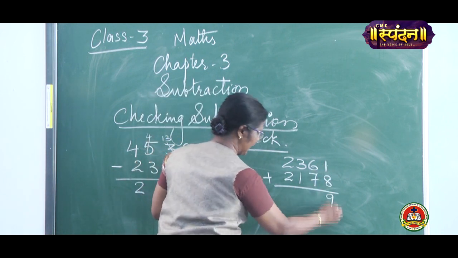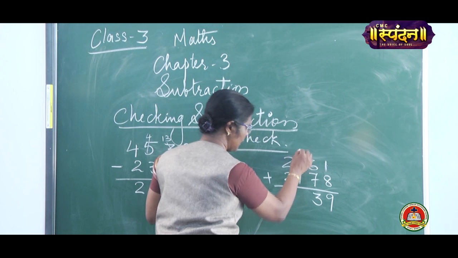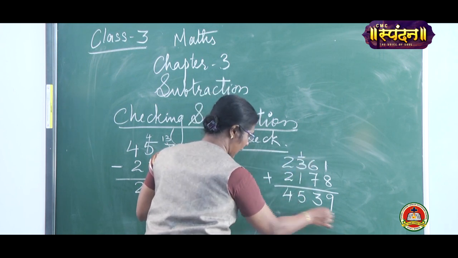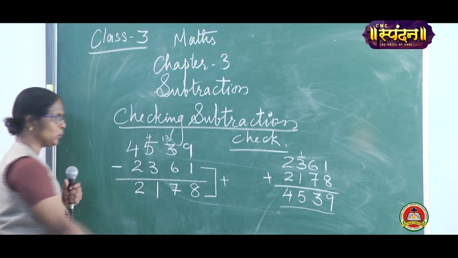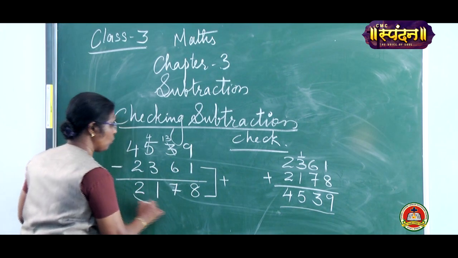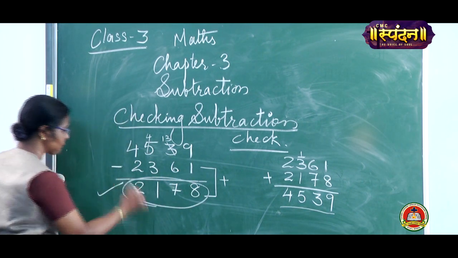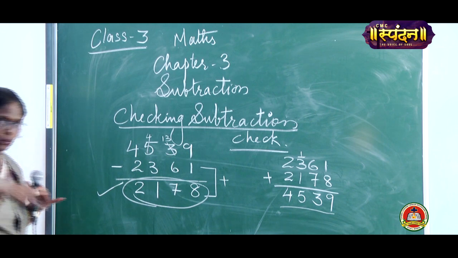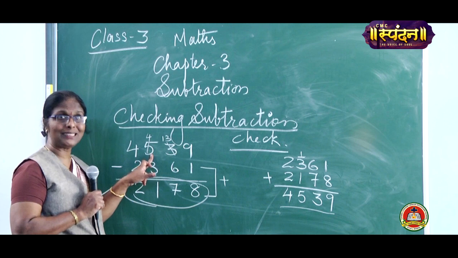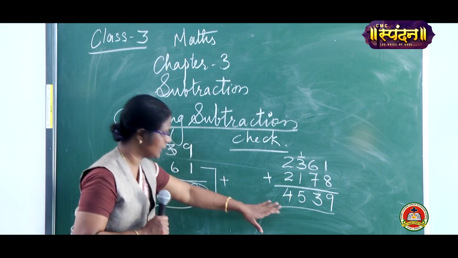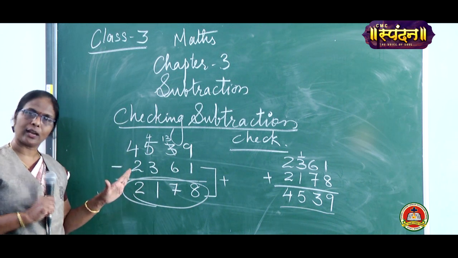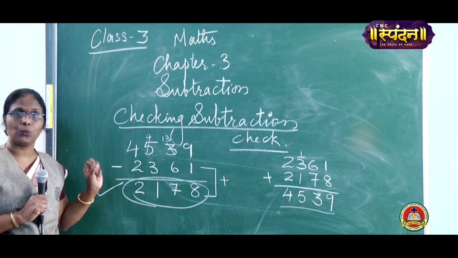1 plus 8 is 9, 6 plus 7 is 13, carry over 1, 3 plus 1 is 4, 4 plus 1 is 5, and 4. Have I got the minuend, or the bigger number? If I have got the minuend, that means the subtraction I have done is correct. This number and the minuend should be the same. If I am not getting the same number, then you should understand that somewhere you have done the subtraction wrong. Okay, so this is the way of checking.